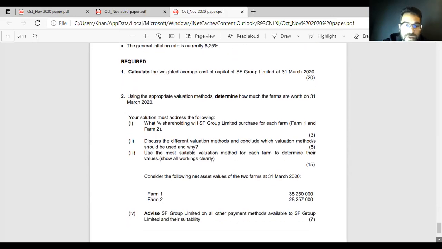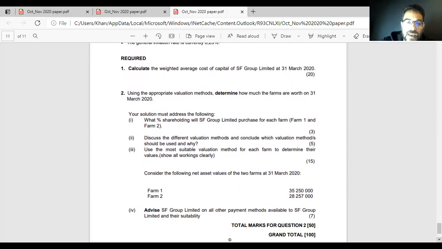What we're going to deal with is number 2, not the entire number 2. Actually, the entire number 2. So using the appropriate valuation methods, determine how much the farms are worth on 30th March 2020. That's very important. The date is very important. In financial management, you need a reference point. So the date is a reference point.